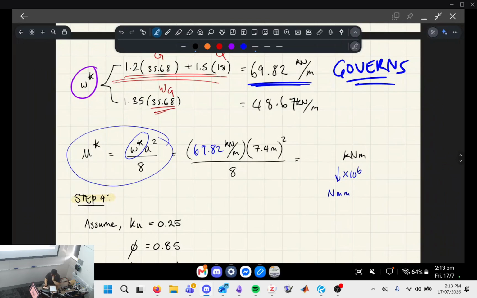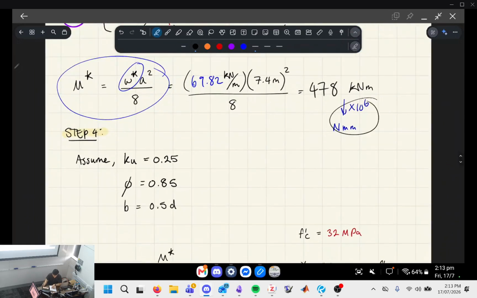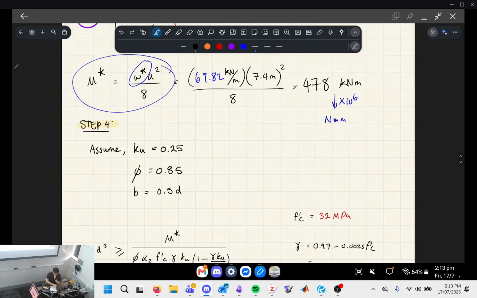All right. So that gives you 478 kilonewton meters, which we're going to multiply by 10 to the 6 later to get it in Newton millimeters. All right, so on the right-hand side, I'm going to scroll down. Yeah, you can see the notes that I was writing. And now we're up to step 4, where we're going to refine the concrete shape.